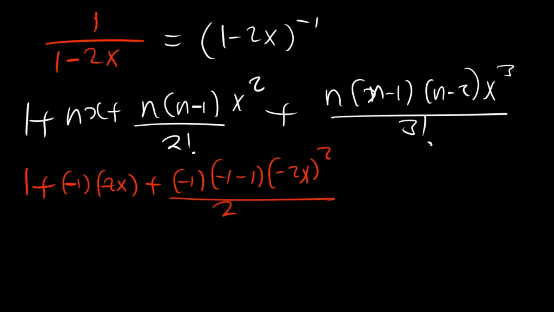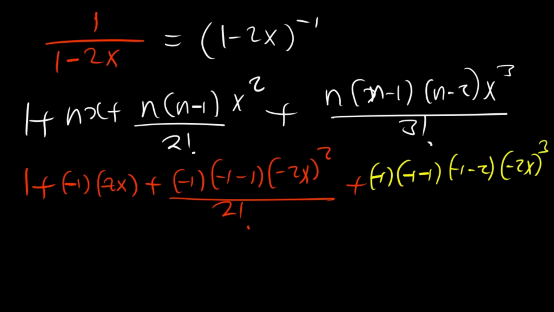Divide this by 2 factorial. Plus, again here I'll just follow the same thing. My n is negative 1, negative 1 minus 1, negative 1 minus 2. Then x is negative 2x raised to the power 3, over 3 factorial. Before we continue, any question, any queries?